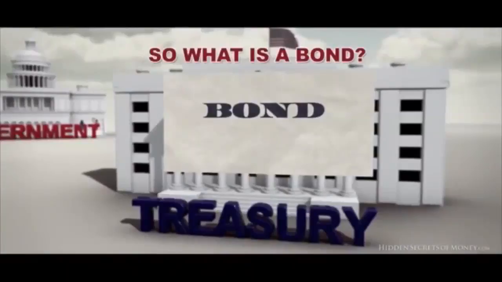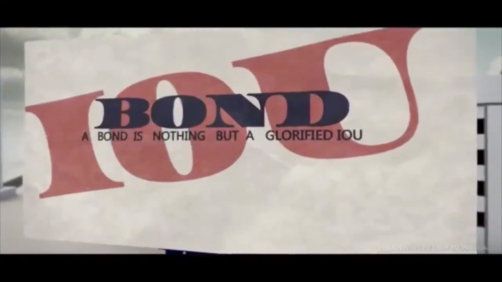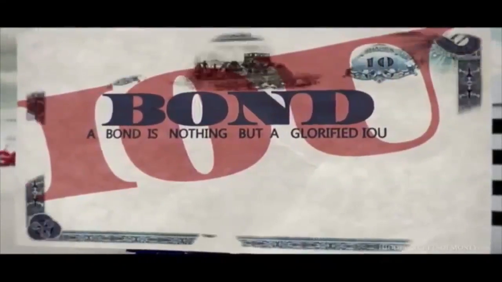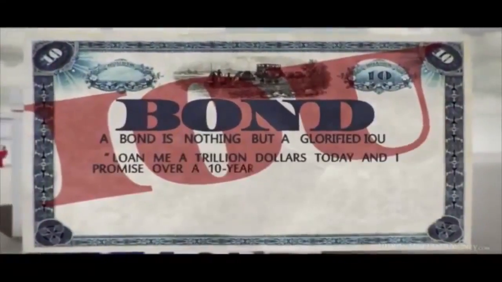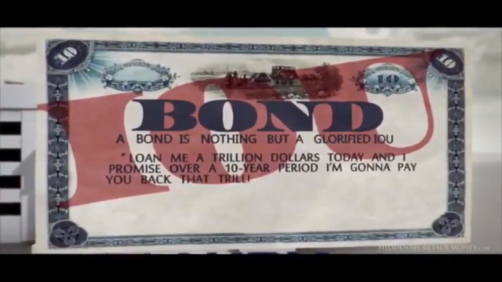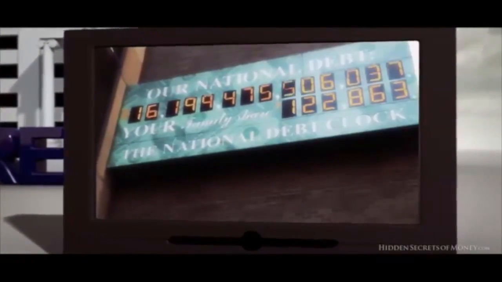To pay for that deficit spending, the Treasury borrows currency by issuing a bond. So what's a bond? If you think about it, a bond is really nothing but a glorified IOU. It's a pretty piece of paper with numbers printed on it that says, "Loan me $1 trillion today, and I promise over a 10-year period I'm going to pay you back that $1 trillion plus interest." But what you need to understand is that Treasury bonds are our national debt. These glorified IOUs are to be paid back by you and I and our descendants through future taxation.